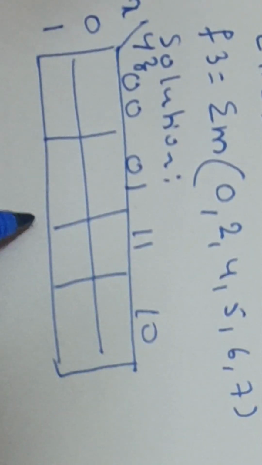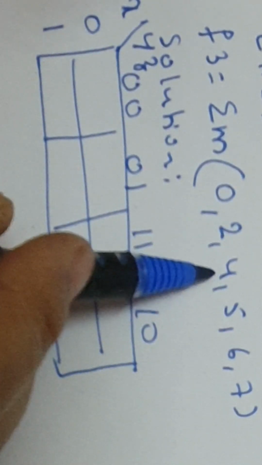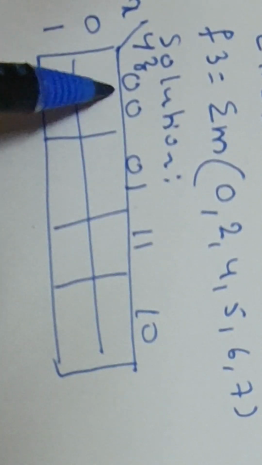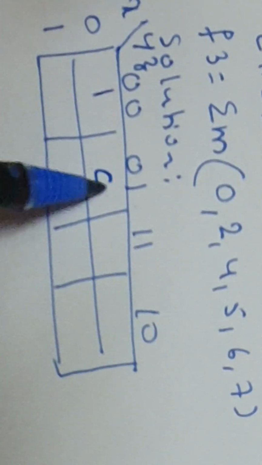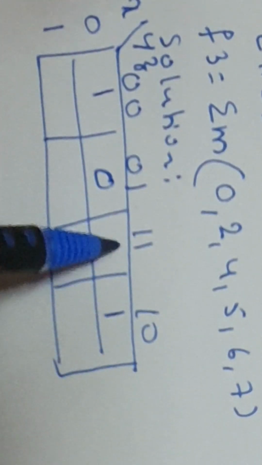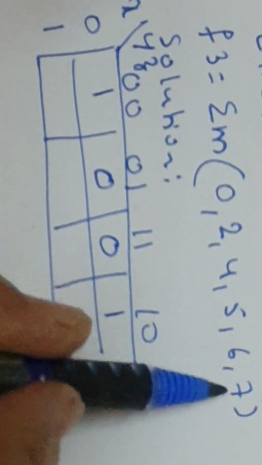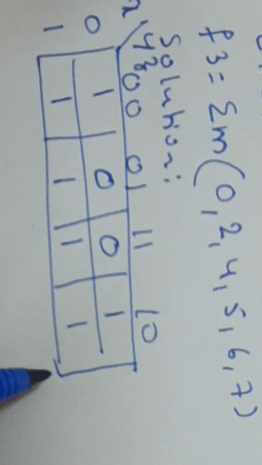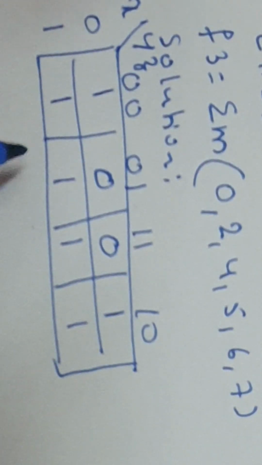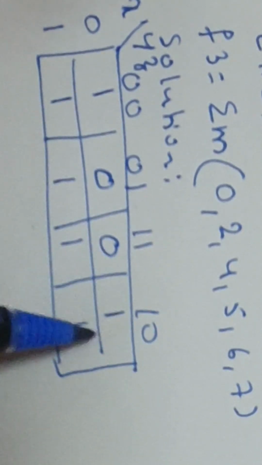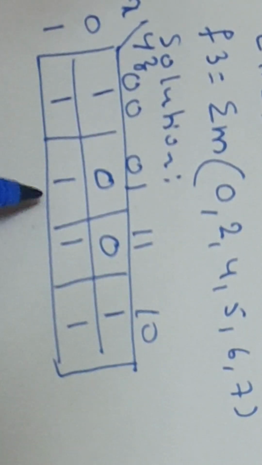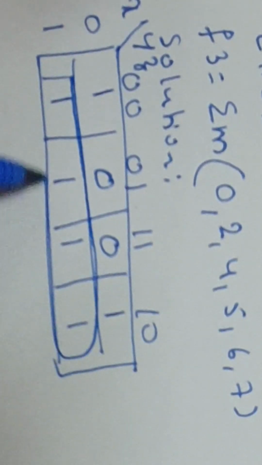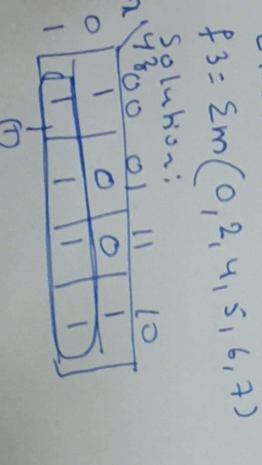Now after drawing the K map, we have to fill in these minterms. So M0 is present, 1 is not present, 2 is present, 3 is not present, and minterms 4, 5, 6, 7 are also present. After filling the K map, we have to group the ones. Octet is not possible because all 8 are not ones. Then we have to try for a quad. So this quad we can make, let this be the first group.